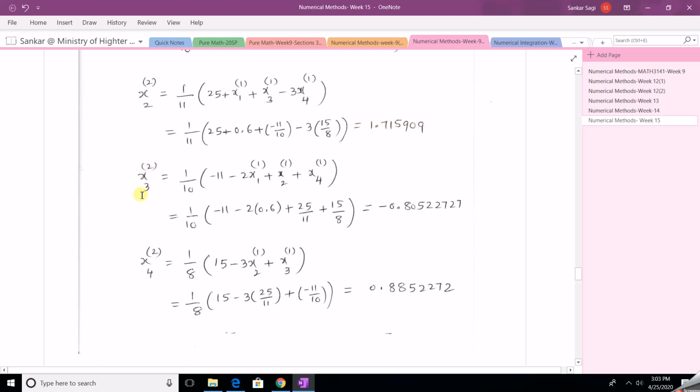The same way, we find the second approximation of x3 by using first approximation values of x1, x2 and x4. You substitute and simplify, and we'll be getting this.